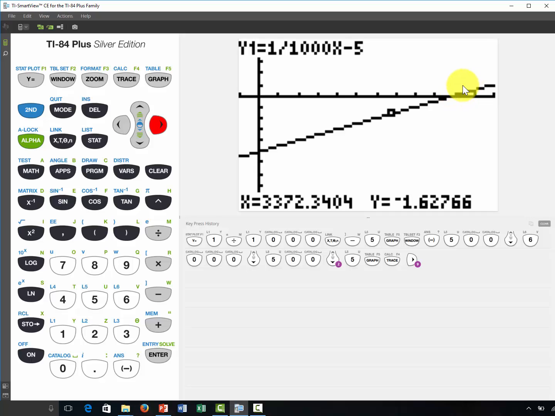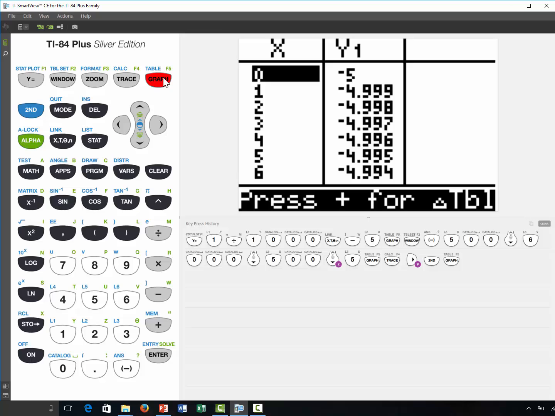Now, instead of finding the x and y intercepts by using algebra, we can also use the table feature, and that will help us to identify what the x and y intercept are. Let's try that. If I hit second and graph, which is table, here I see when x is 0, y is -5. And if I look at these values as x increases by 1, these values are getting larger, but they're increasing at a very small rate.